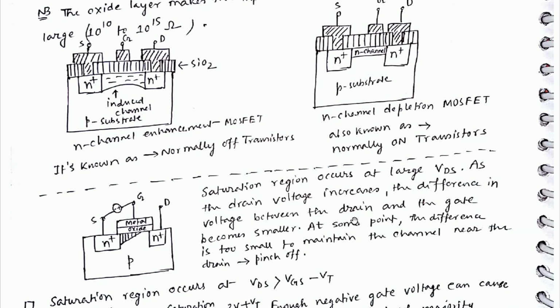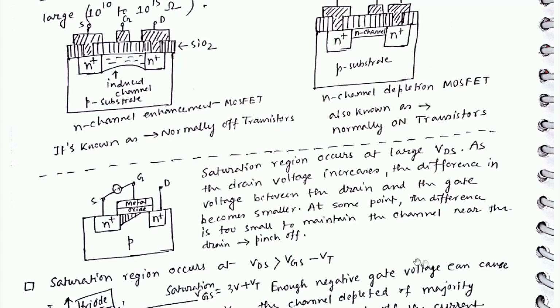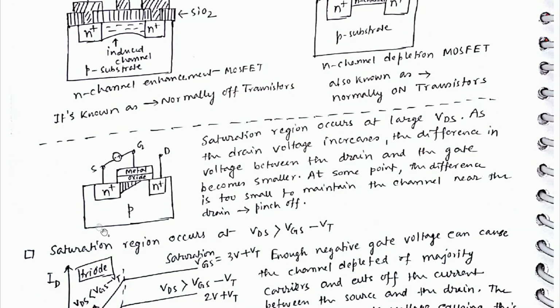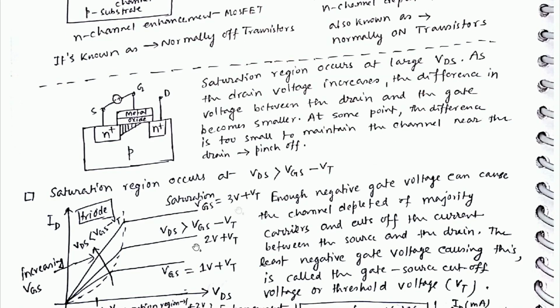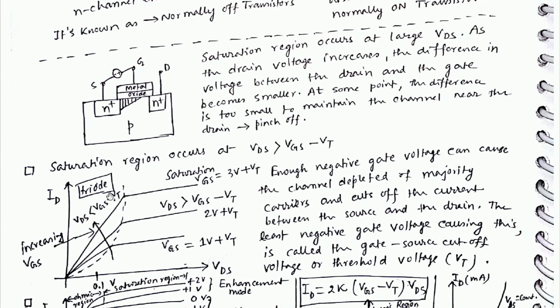Saturation region occurs at large VDS. As the drain voltage increases, the difference in voltage between the drain and the gate becomes smaller. At some point, the difference is too small to maintain the channel near the drain, meaning pinch off. This is a simplified version of MOSFET. Saturation region occurs at VDS greater than VGS minus VT. So this graph is important. This is the triode graph.